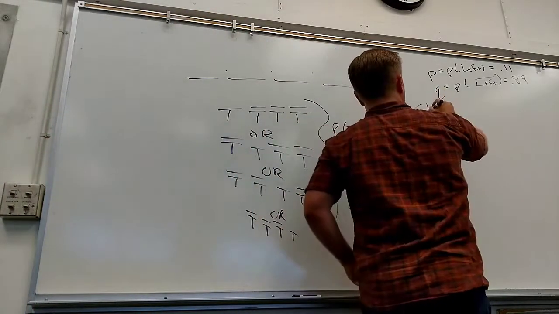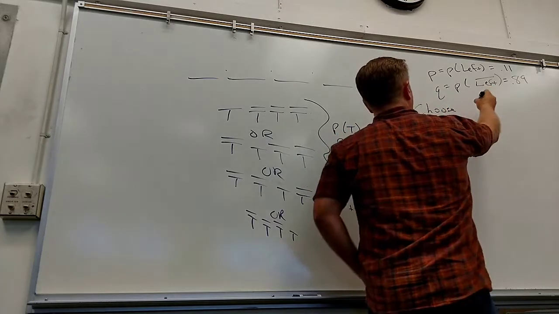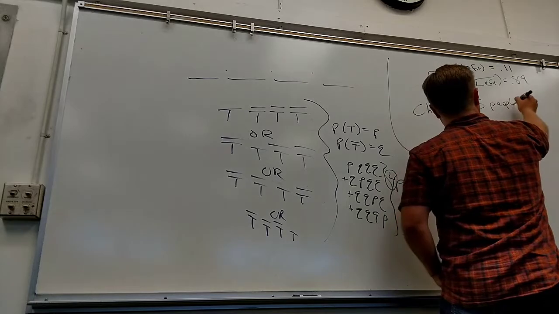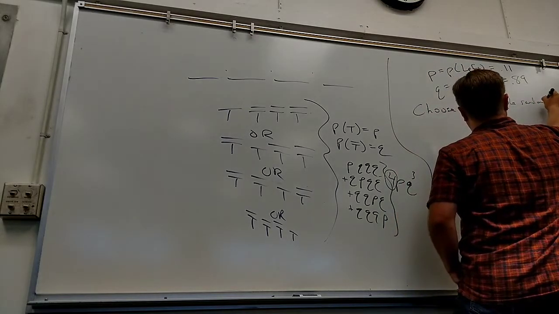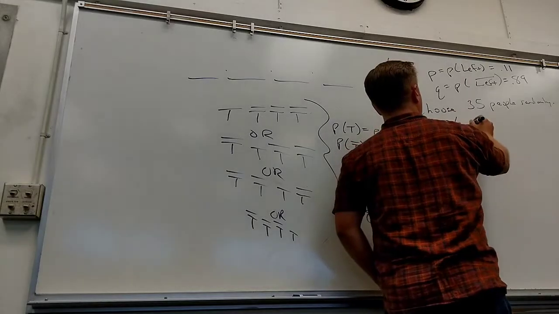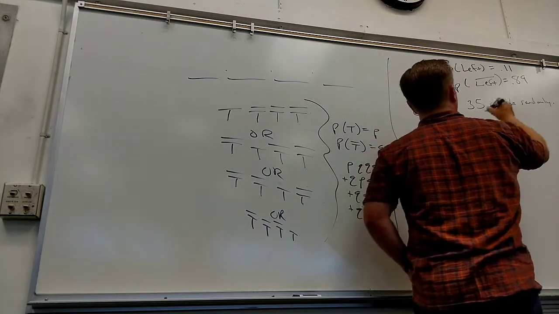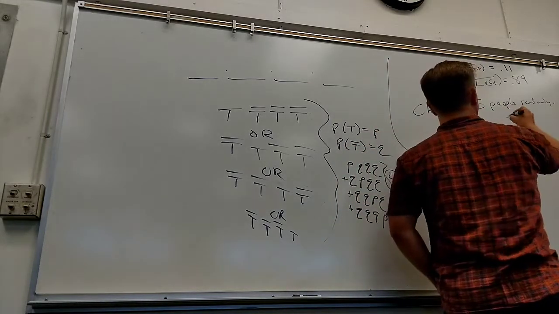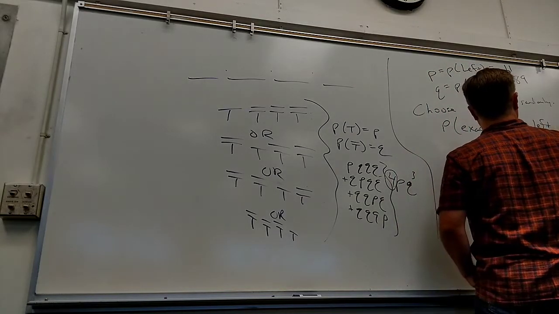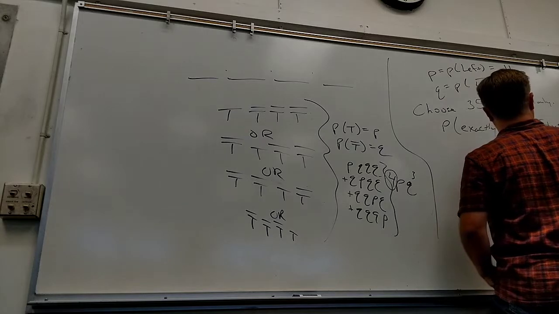Let's say now we choose 35 people randomly. Now what's the probability of exactly four of them being left-handed? Lefties?